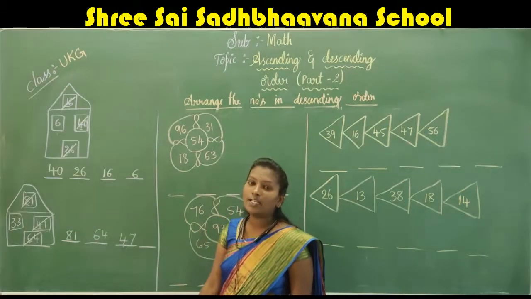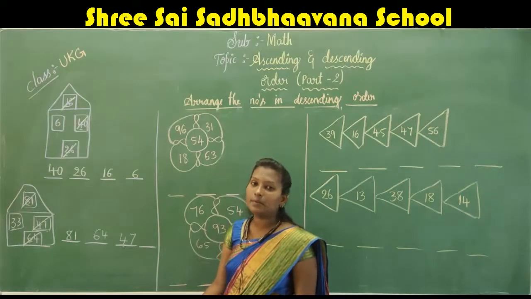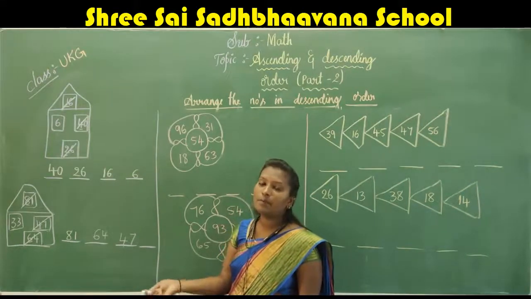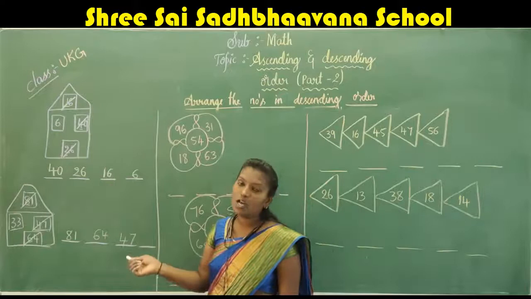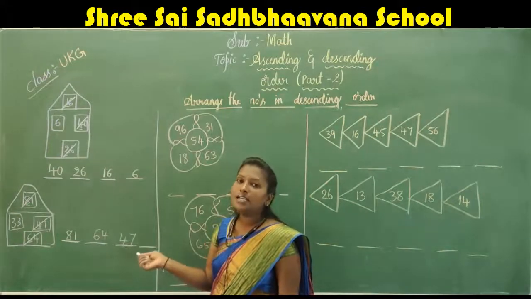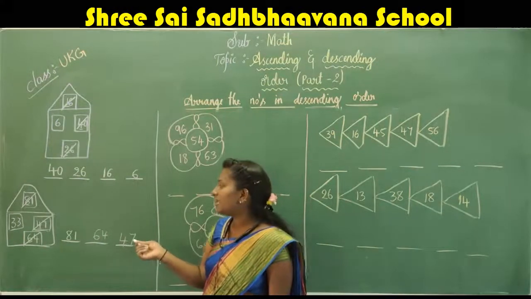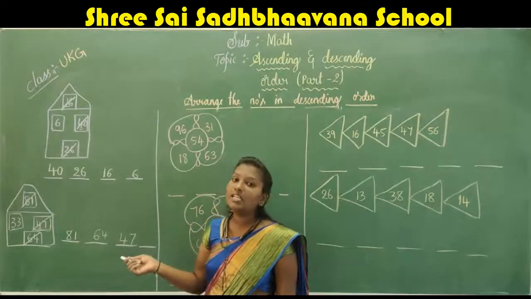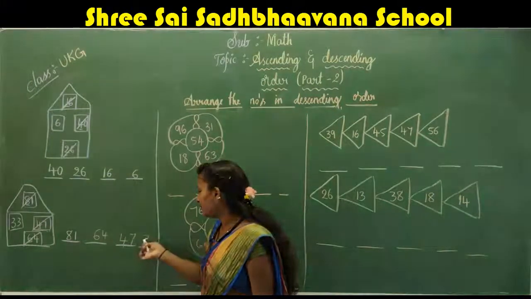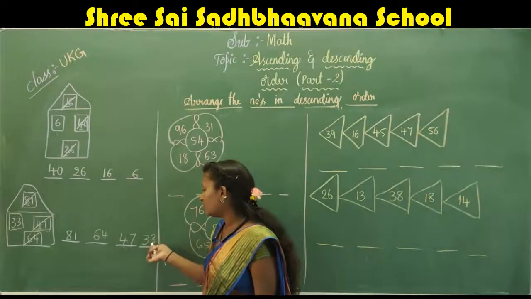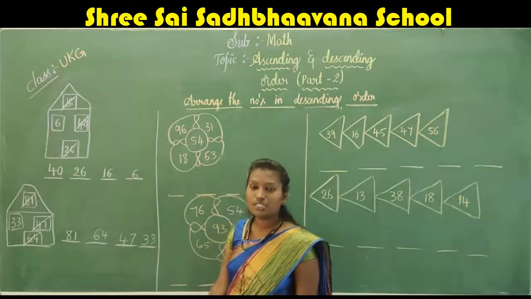And the last number is 33. That is the smallest number. So we have to write that number in the last place because 33 is smaller than 81, 47 and 64. Students, have you understood this one?